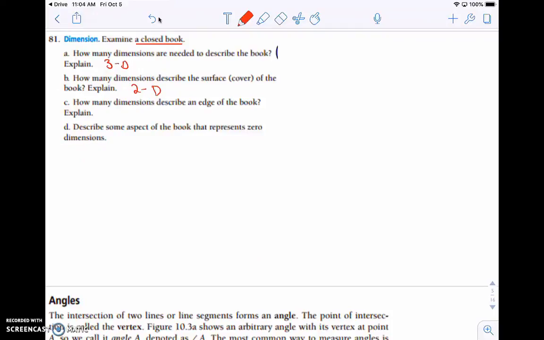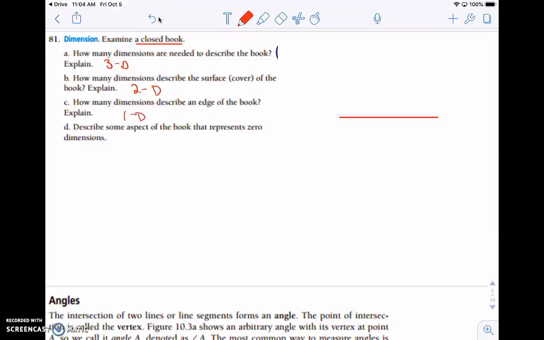Okay, how many dimensions describe the edge of the book? So if you're looking along the edge, so you're just looking right along, say this is the cover, and you're looking just at the side, it would look like a line. So you're not worried about the thickness of the book, how tall it is, you're looking just right at that edge. That would be 1-dimensional.